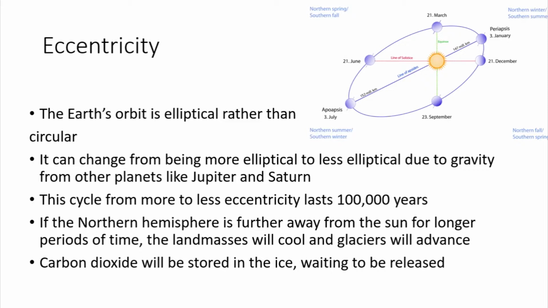Each cycle lasts around 100,000 years, and if the northern hemisphere is further away from the sun for longer periods of time, the land masses will cool and glaciers will advance. Carbon dioxide will be stored in the ice waiting to be released.